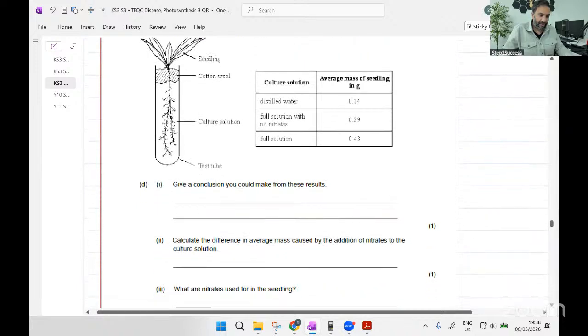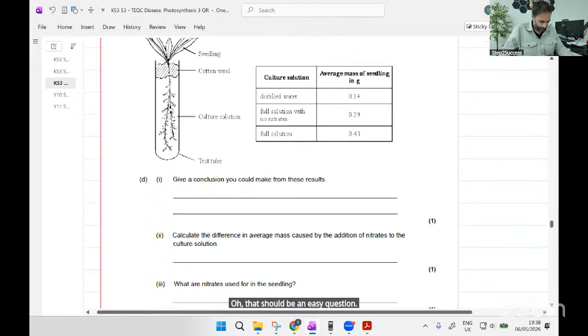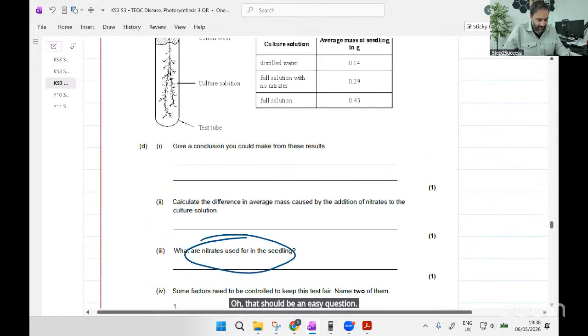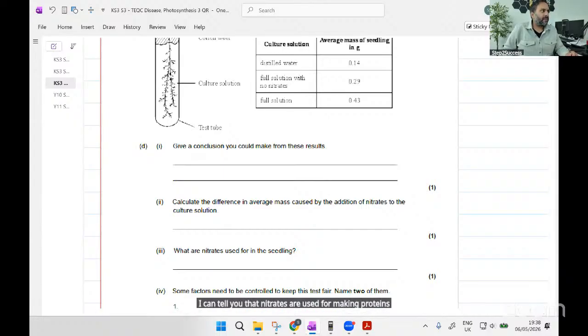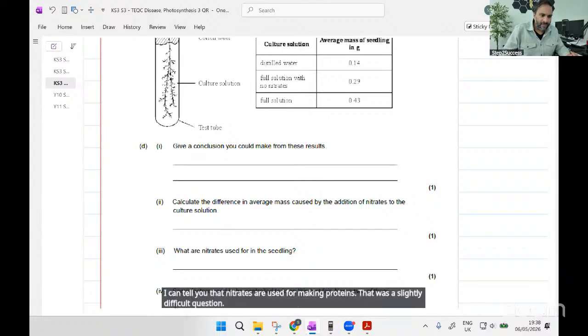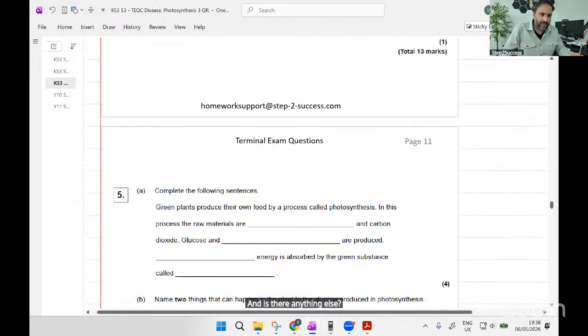I mean, that should be an easy question. I can tell you that nitrates are used for making proteins. That was a slightly difficult question. That's what nitrates are used for. And is there anything else? 3B I've done.